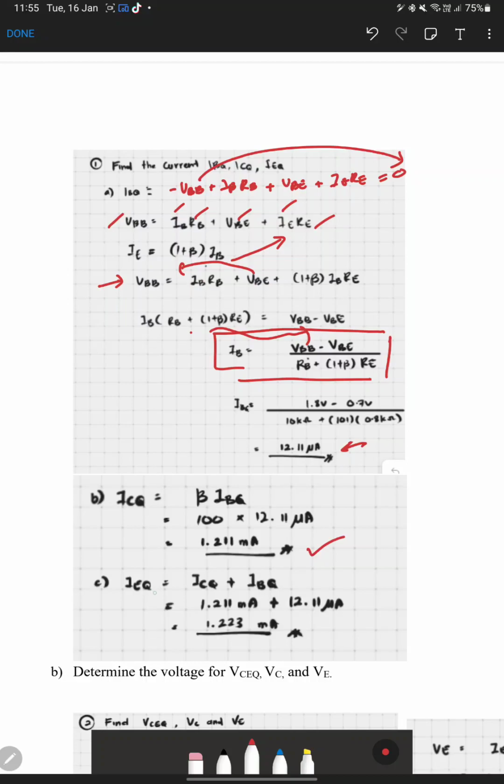And then for the IE, we can use multiple ways. One way is ICQ plus IBQ, or we can use IE equals to 1 plus beta IB. Also, we got the same answer. Right, settled for the first question.